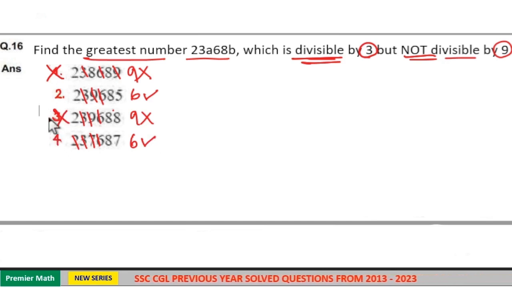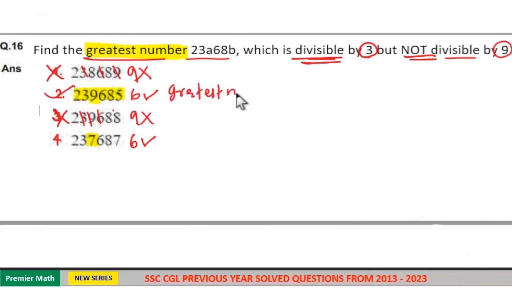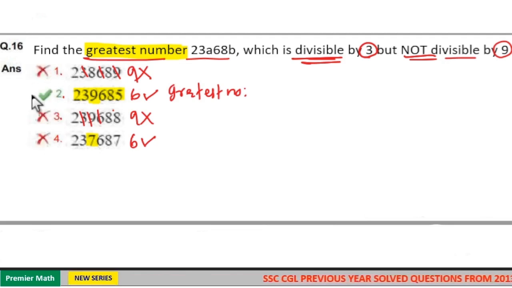Here from this option 2 and 4, we need greatest number. So if you look at this, here third digit is 9, here third digit is 7. So 239, 237. Option 2 is your answer because this is greatest number.